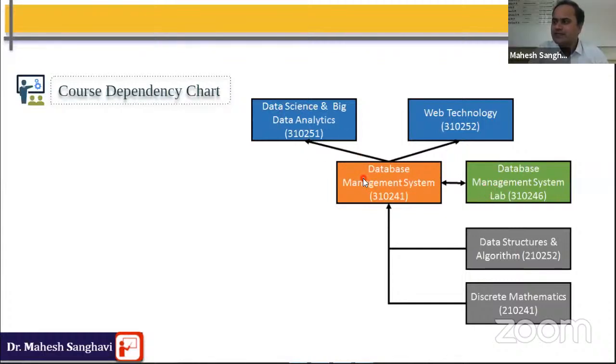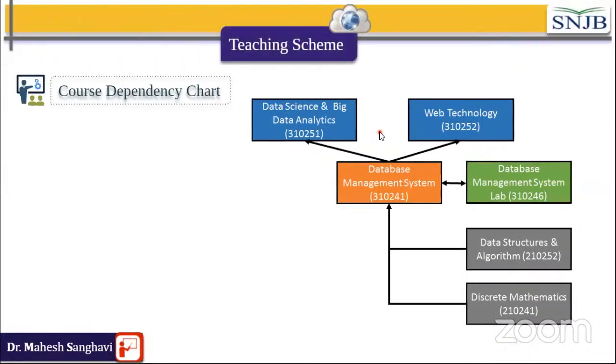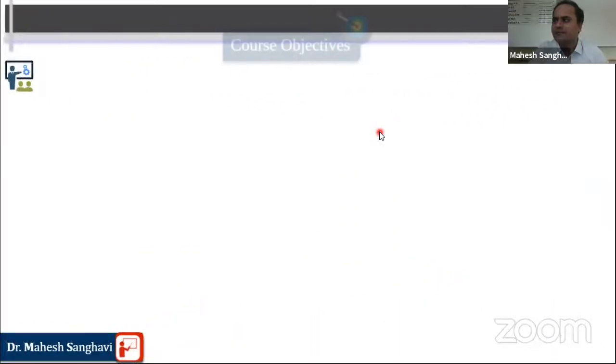And once you learn these subjects in second semester, you will benefit in data science and big data analytics and web technology, because DBMS becomes the base for both these subjects and even some of the subjects in final year. The moment the teaching scheme is there, I'll share that with you. Okay, so this is all about teaching scheme.